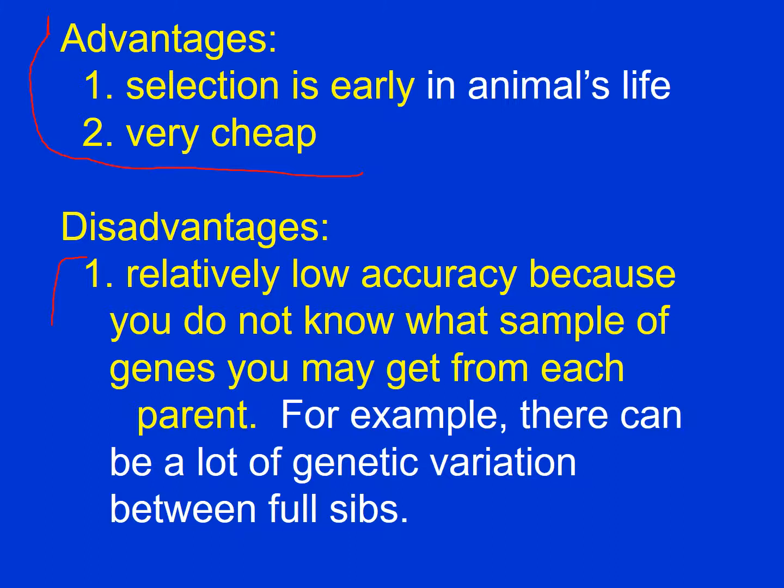Now there are some disadvantages. You have relatively low accuracy because you do not know what sample of genes each parent may have contributed. For example, there can be a lot of genetic variation between full sibs, and full sibs basically share 25% of their genetics on average. So it's a pedigree index, a way to rank animals. You can do it early, you can do it cheaply, but you have to realize that the accuracy may not be all that high.